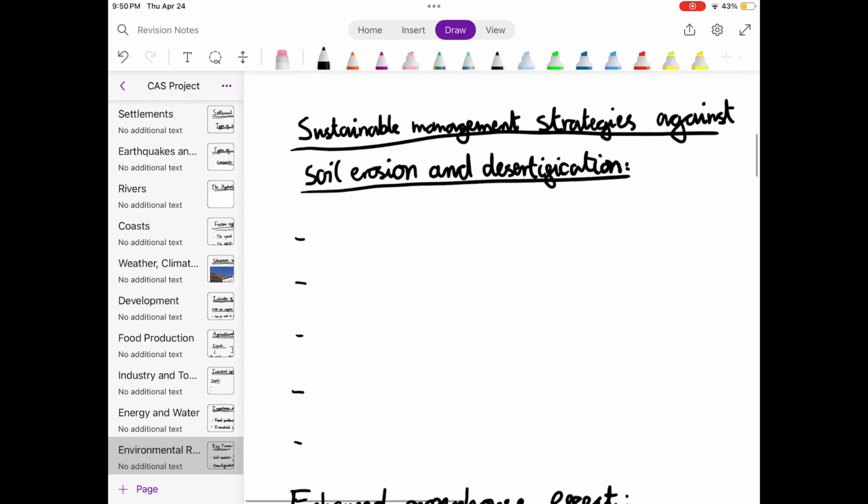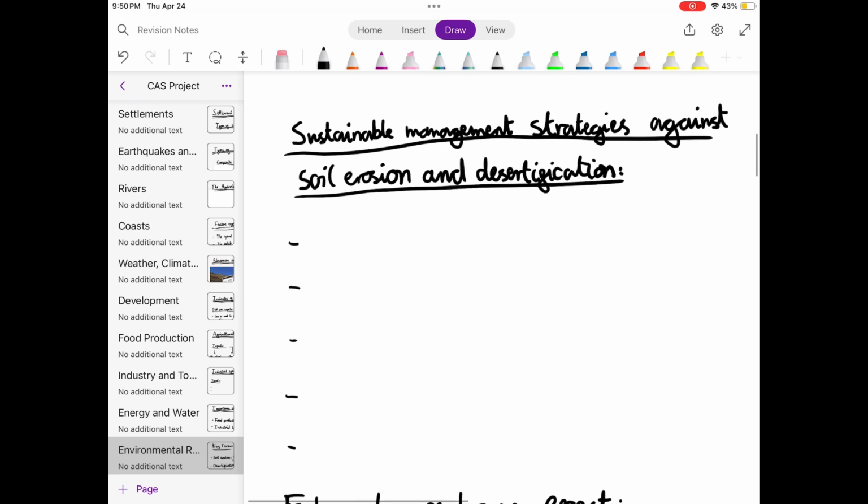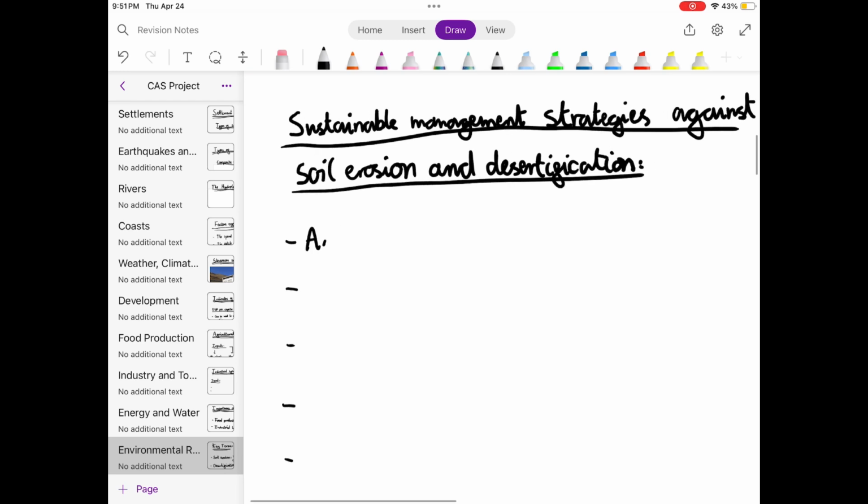Okay, so now I'm going to be looking at the sustainable management strategies that can be used against soil erosion and desertification. So the first one is afforestation. And this is because this increases interception, and the roots of trees also cause the soil to bind together, and therefore less soil erosion can take place.